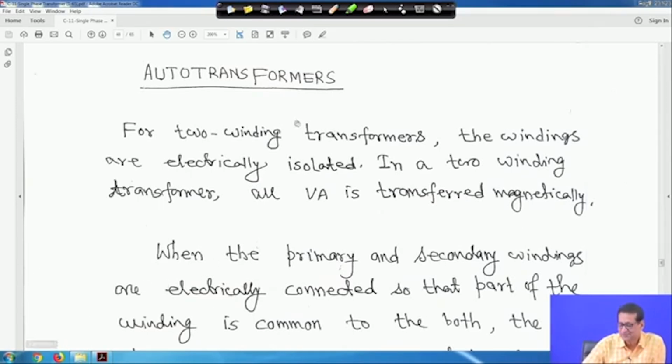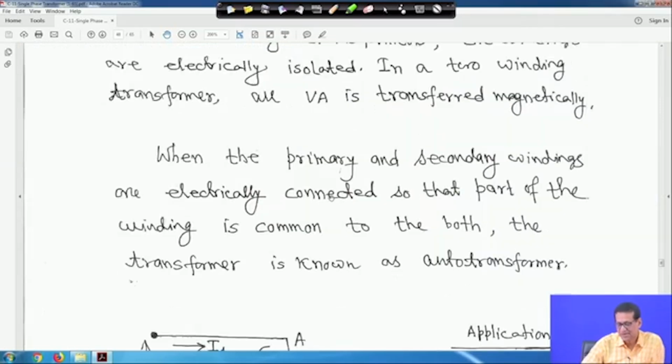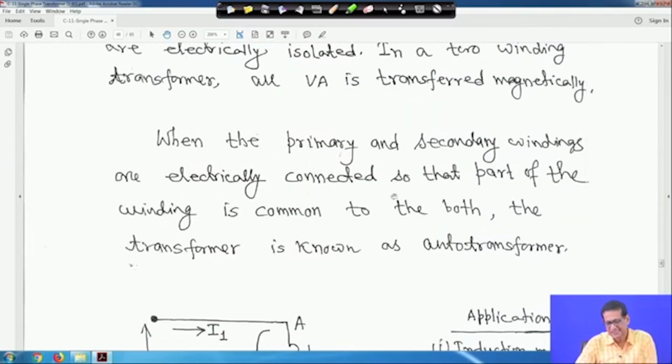For two winding transformers, the windings are electrically isolated, that we have seen. In a two winding transformer, all volt ampere is transferred magnetically, that also we have seen for the single phase transformer. When the primary and secondary windings are electrically connected, so that part of the winding is common to both, the transformer is known as an auto transformer. That is, the primary and secondary windings are electrically connected so that part of the winding is common to both.